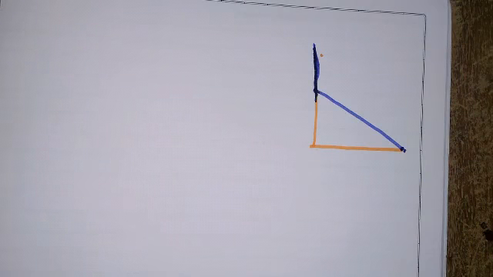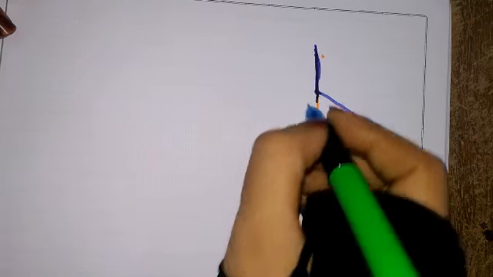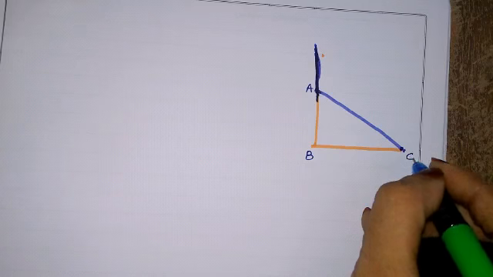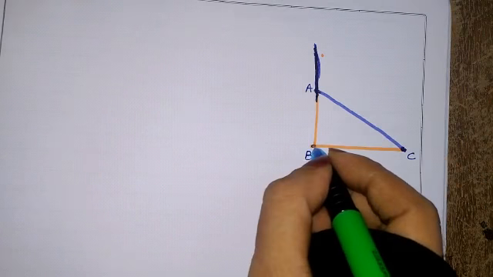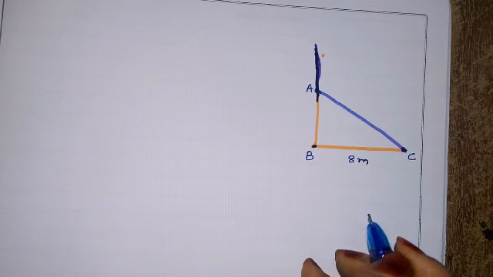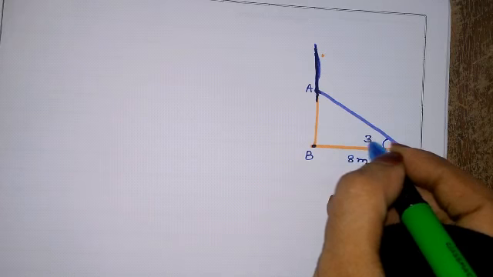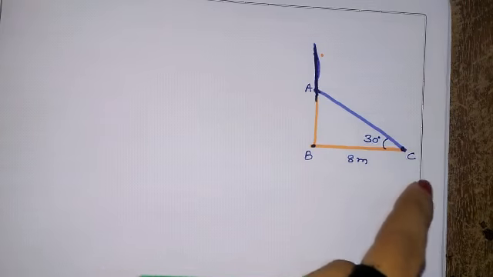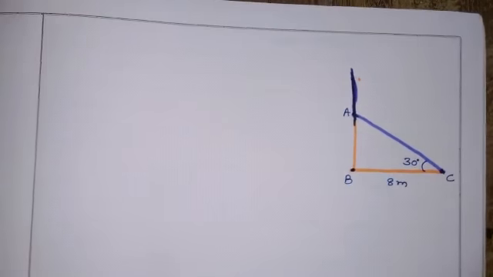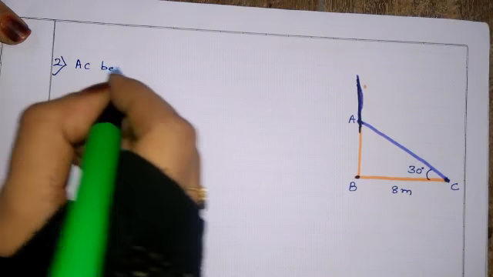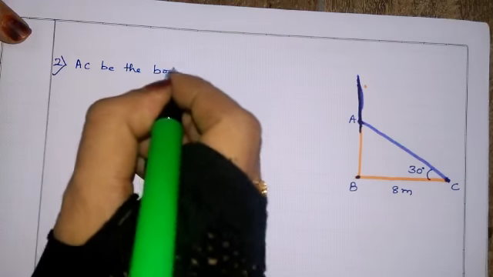Due to heavy wind, let me write the names A, B and C. So the fallen piece and the foot of the tree is 8 meter, they have told in the question. 8 meter, and the angle made is 30 degree, they have told. Okay, let us start writing now. AC is the broken part. Let AC be the broken part of the tree.